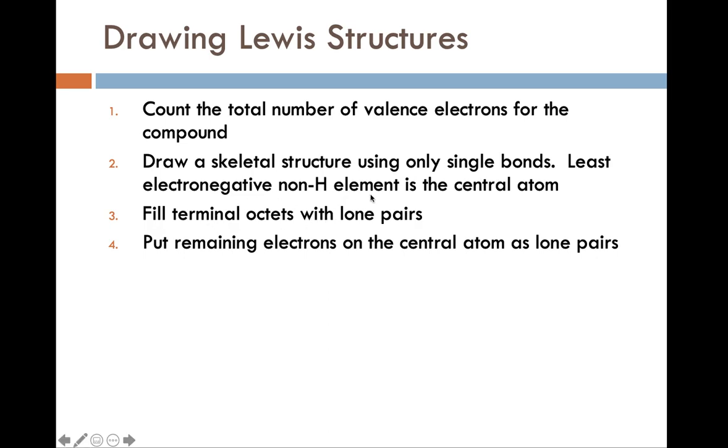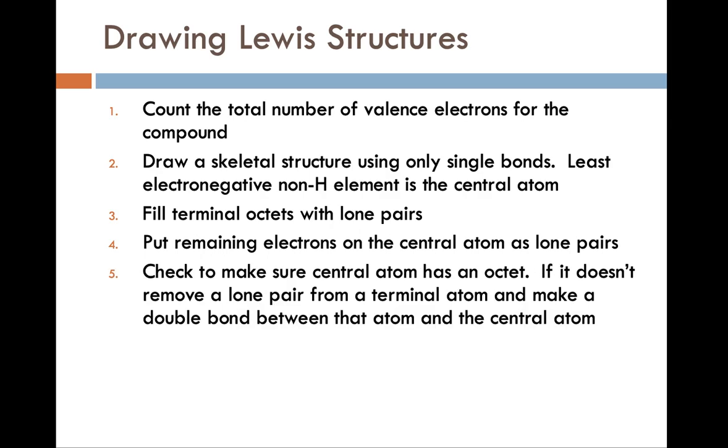People get to this point, they fill out the outer octets, they have leftover electrons, and they just start making multiple bonds for no real reason, or there's no necessity for the multiple bonds. You only make multiple bonds if you don't have enough electrons for the central atom and you don't have any left that you can add anywhere else. If you have leftover electrons after filling the outer octets, the leftover electrons are always lone pairs on the central atom, every single time. There's zero exceptions to that. But it is a very common mistake that I see in people when they're drawing these structures for the first time.